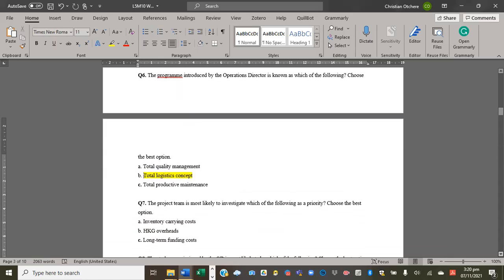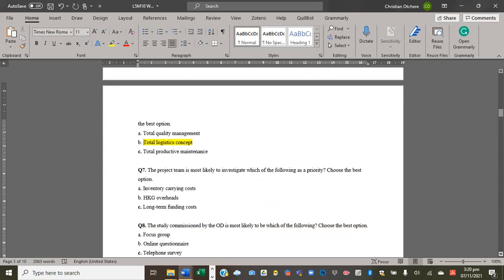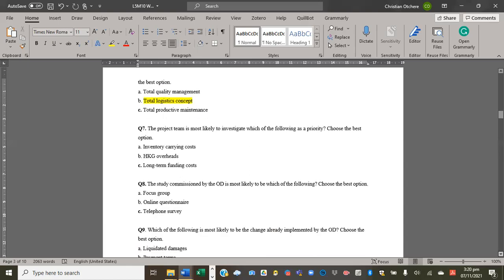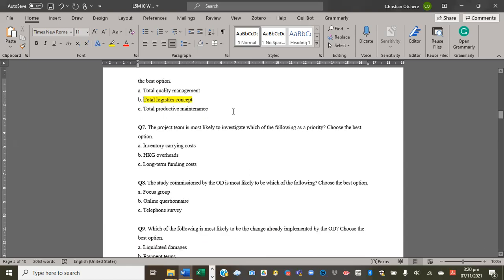Total quality management, yes, we didn't look at it in logistics. Total productive maintenance, it's also in warehouse. L5M10, yeah, that's whole life asset management. All right, then question 7.